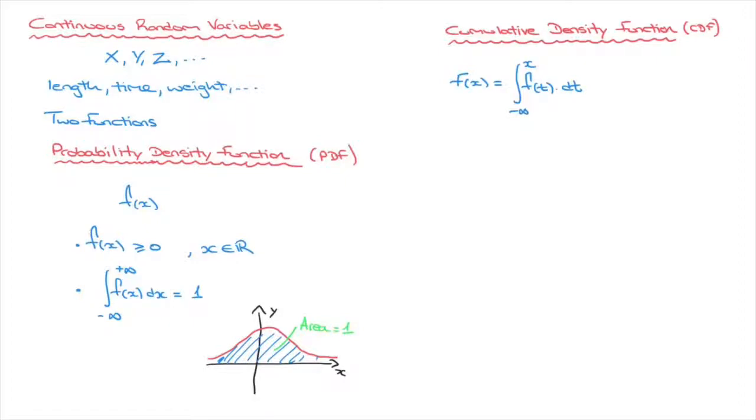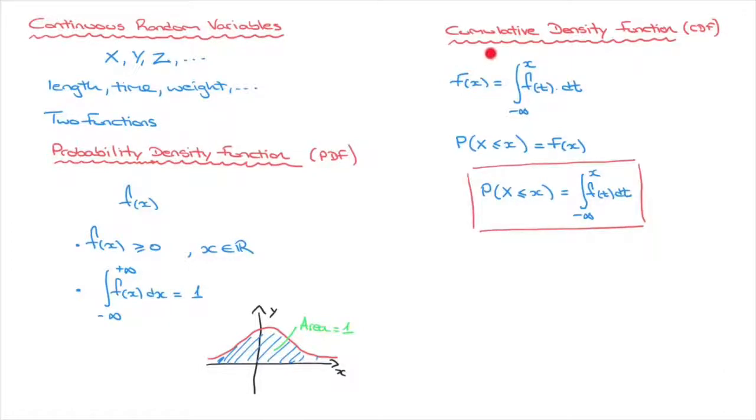And we calculate probabilities with the cumulative density function using the fact that the probability that the continuous random variable capital X be less than or equal to x is equal to the cumulative density function. Combining these two things, we'll often simply write that the probability that the continuous random variable be less than or equal to x is equal to the integral from -infinity to x of the probability density function.